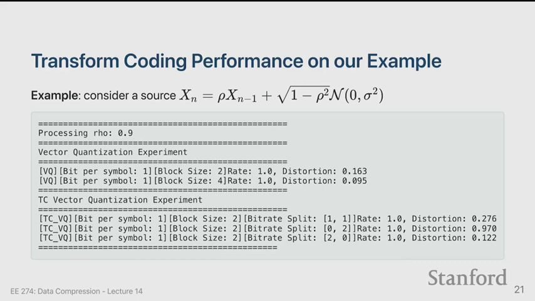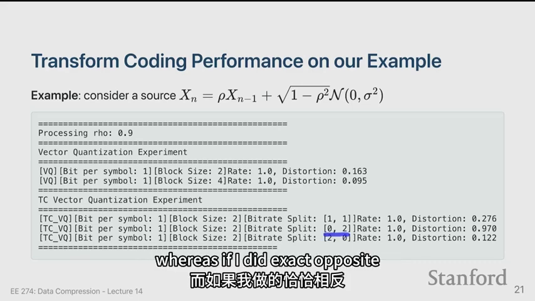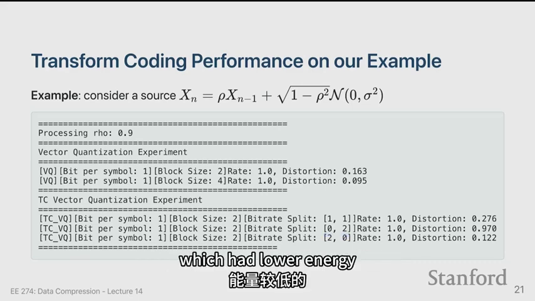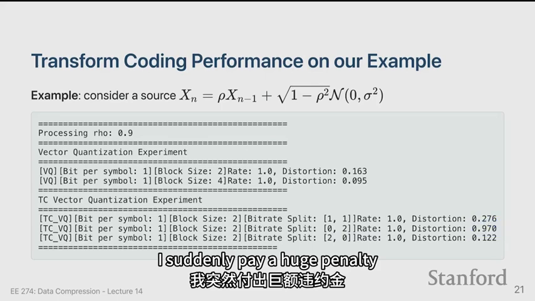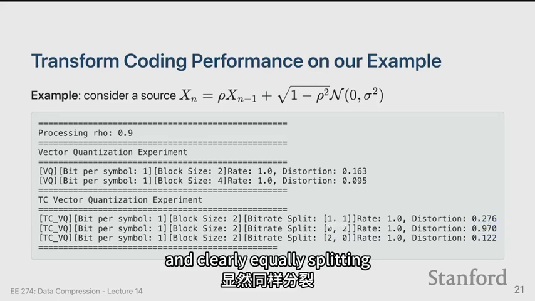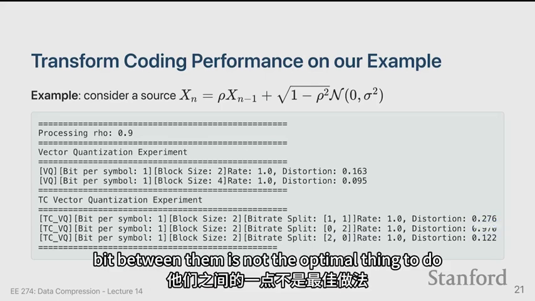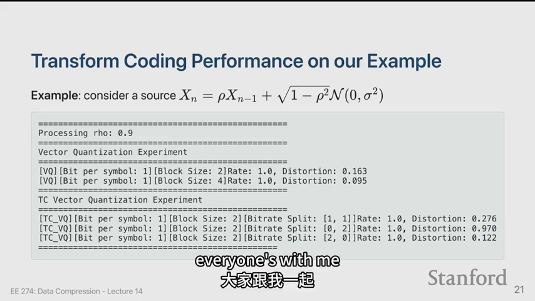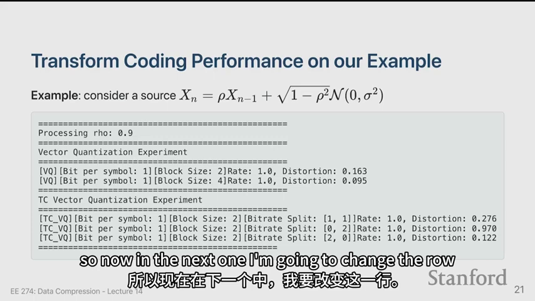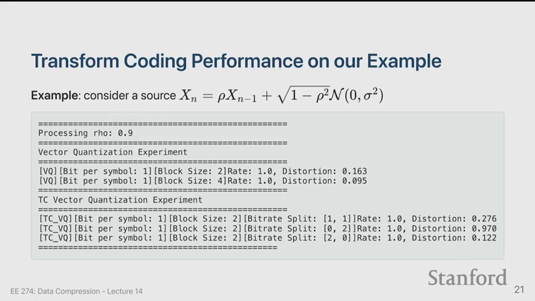complexity. Whereas if I did the exact opposite, if I gave more bits to the stream which had lower energy, I suddenly pay a huge penalty. And clearly equally splitting bits between them is not the optimal thing to do. Okay? Everyone's with me? Okay.